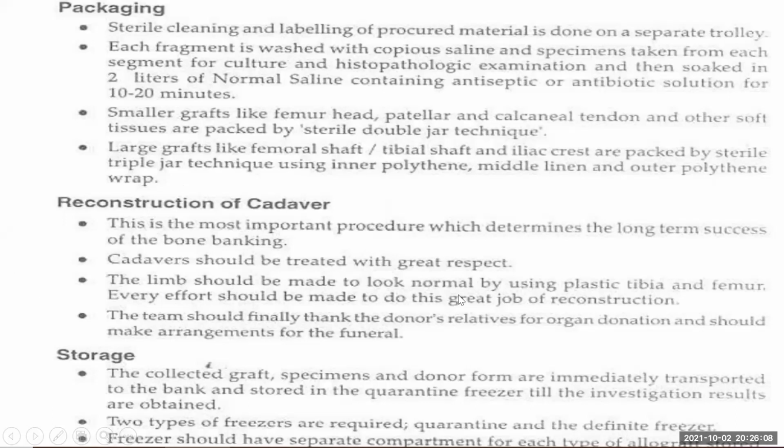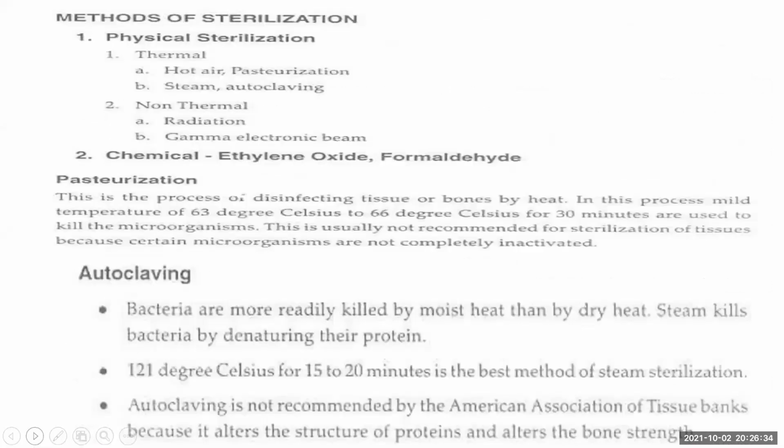Limbs should be made to look as normal as possible by using a plastic tibia or femur. Effort should be made to do this great job of reconstruction. The collected graft storage, specimen and donor form are immediately transported to the bank and stored in a quarantine freezer till the investigation results are obtained. Two types of freezers are required, quarantine and definite freezers. The freezer should have a separate compartment for each type of allograft.